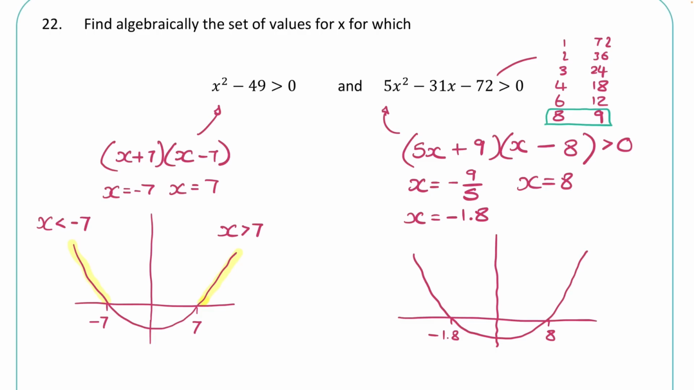Again, we are looking at numbers above 0 or greater than 0. So it's these two parts again, which leaves us with two inequalities. X is always going to be less than -1.8, and x is always going to be greater than +8. So just say here, find algebraically the set of values for x, which, and then we have our 2.